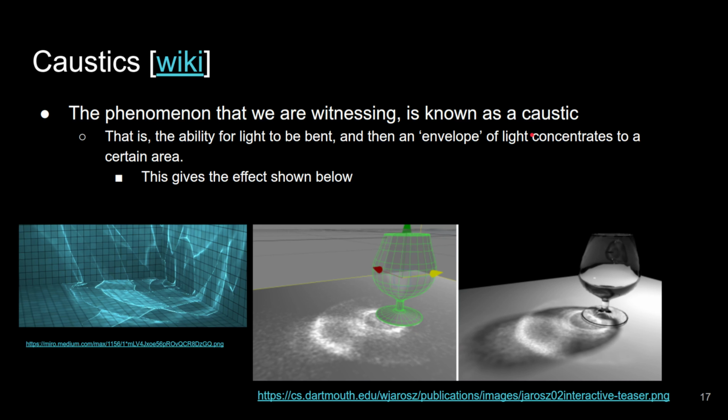Okay, and by doing this, we can simulate this effect. This is what's known as caustics. You see it in the water here. If you've gone in a swimming pool, it's very cool. It's almost relaxing in a way too. It's the ability for light to be bent here and form an envelope and so on. Okay, and it just concentrates in this area. So this is the effect that we get here with photon mapping.